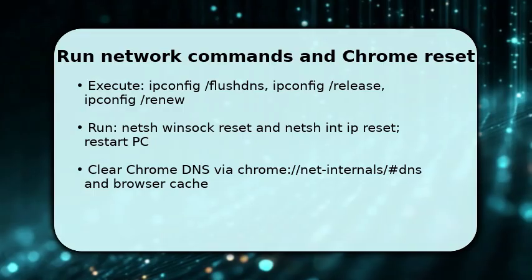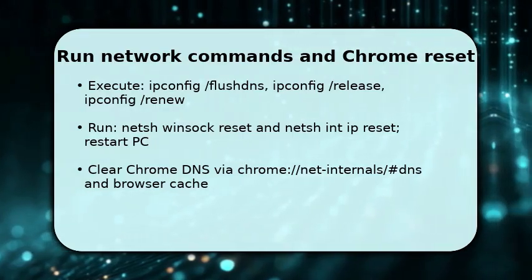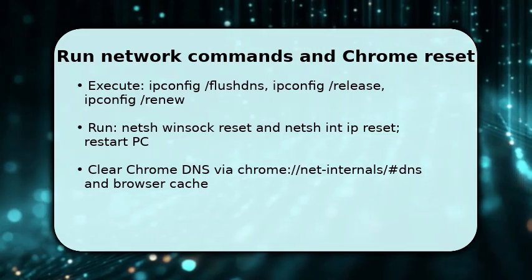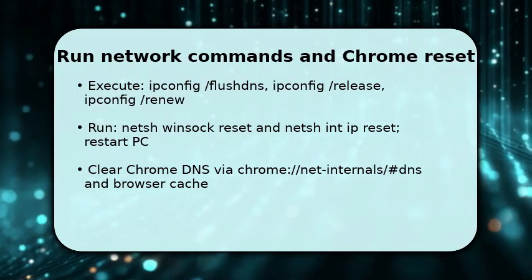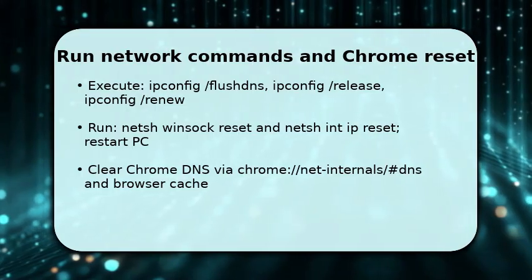Start with ipconfig /flushdns, then release and renew the adapter lease so Windows asks the router for fresh settings. Next, run netsh winsock reset and netsh int ip reset to restore socket and IP stacks. These fix corrupted network components. Restart the PC to apply changes.